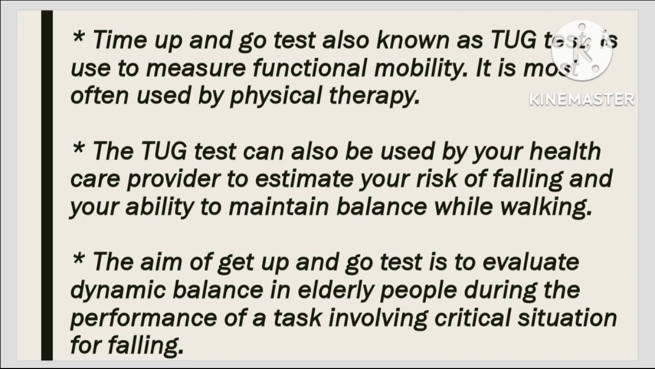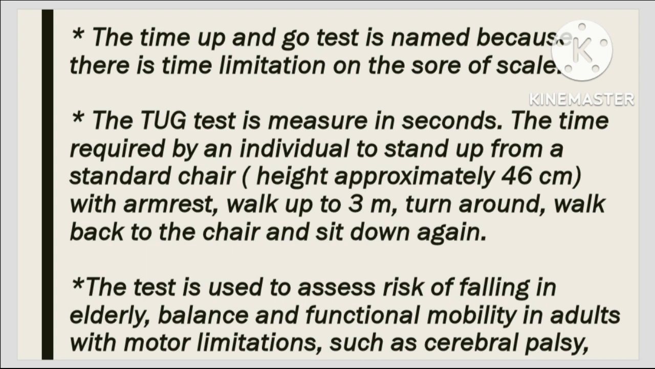The aim of the Get Up and Go test is to evaluate dynamic balance in elderly people during the performance of a task involving a critical situation for falling. The Timed Up and Go test is named so because there is a time limitation on the score of the scale. The TUG test is measured in seconds.